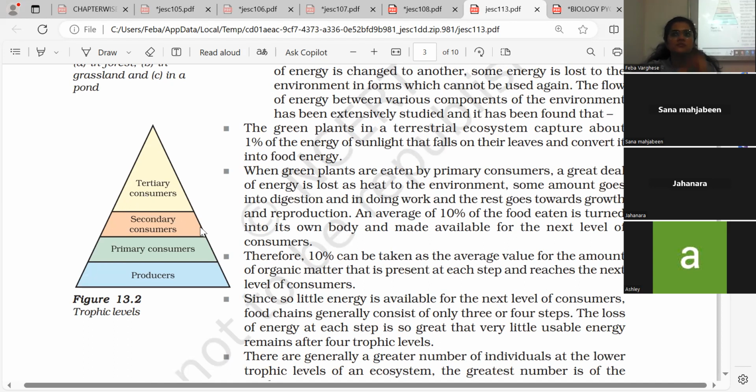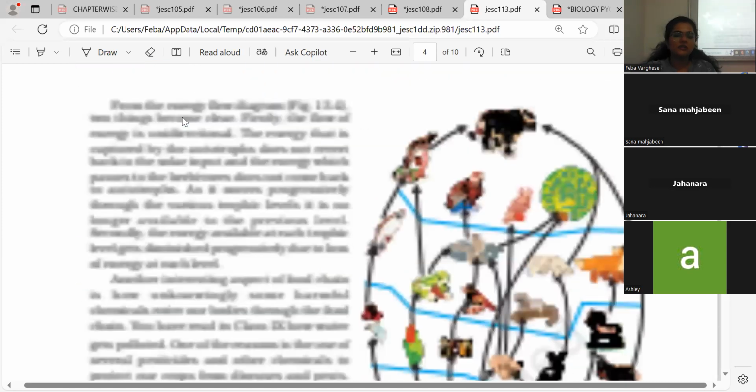Why is it so? Again, the 10% law of energy transfer, because when it reaches the top consumers, there won't be any more energy left in order to satisfy the nutrient requirement of the body of that top predator. That's why there are only 4 levels in a food chain.